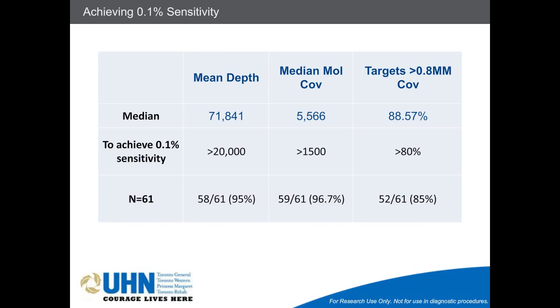And so in our data then, of the 61 that performed, that we had results from in the NGS, we had very good meeting of these metric limits. So even for the most strict criteria, which is the targets greater than 0.8 median molecular coverage, we still had 52 of our 61 samples that actually met or exceeded that. So we felt that in the majority of our samples, we were able to meet the metrics that allowed us to achieve a 0.1% sensitivity.